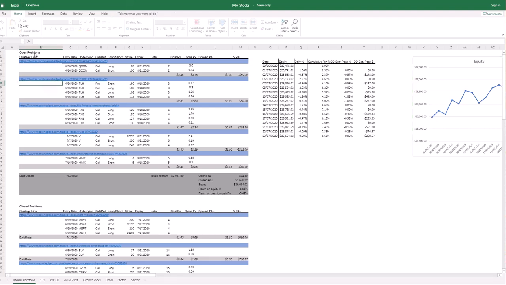Reasonably easy here. I have the strategy link, which is a blog post most of the time if these were published publicly. I shared the tweet from where they're from, and then very basic: started with $25,000, and then just follow it along. I keep track of this number here, total premium paid, because this is the maximum we could ever lose.